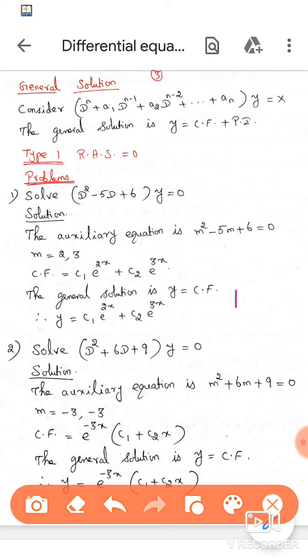General solution. Consider the equation (D power n plus a1 D power n minus 1 plus a2 D power n minus 2 plus etc. plus an) y is equal to X. The general solution is y is equal to complementary function plus particular integral. Now type 1. Type 1 is right hand side is equal to 0.